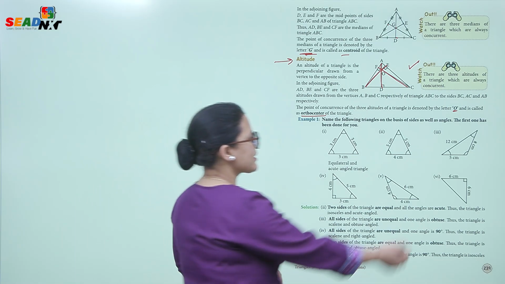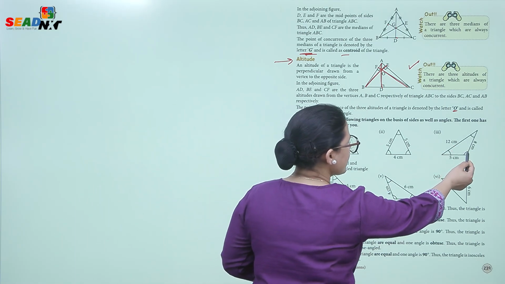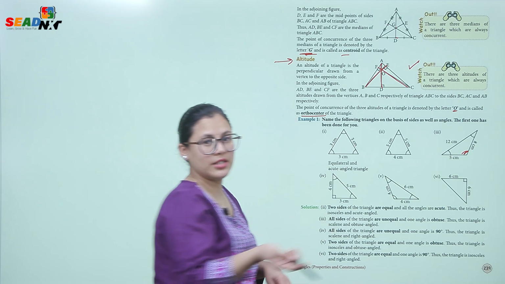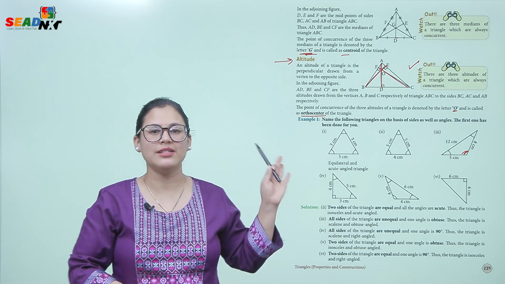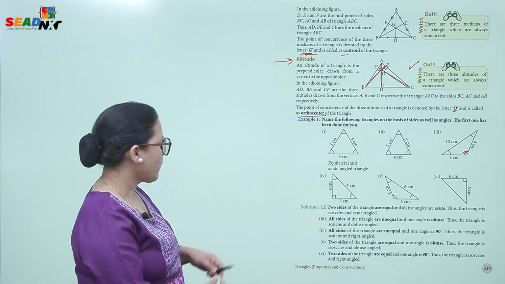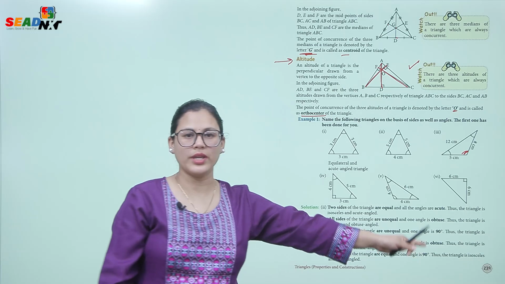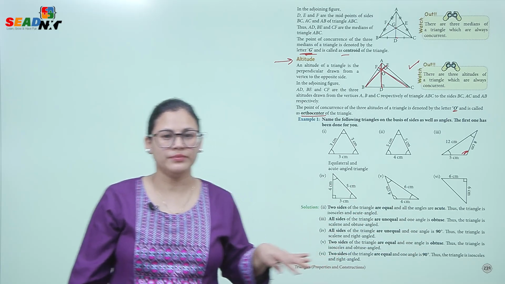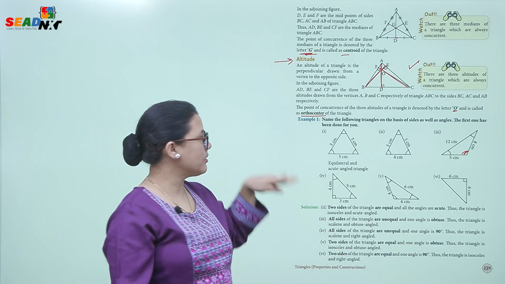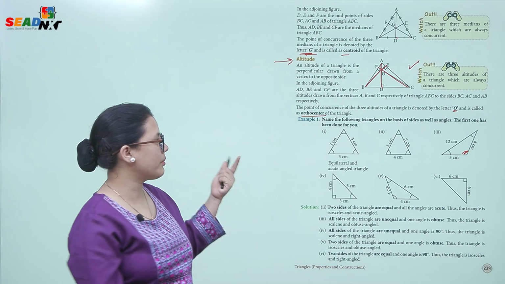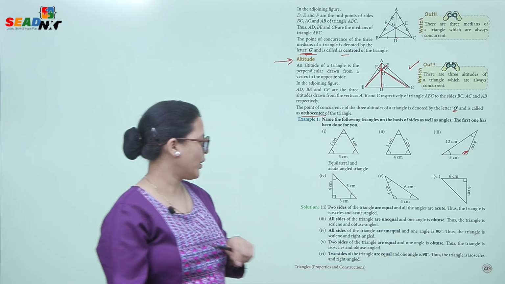Okay, this is a scalene triangle and here you can see this angle is more than 90 degrees. So this is an obtuse angled triangle. Okay, so similarly, you will tell the remaining parts, which type of triangles they are on the basis of sides and on the basis of angles.